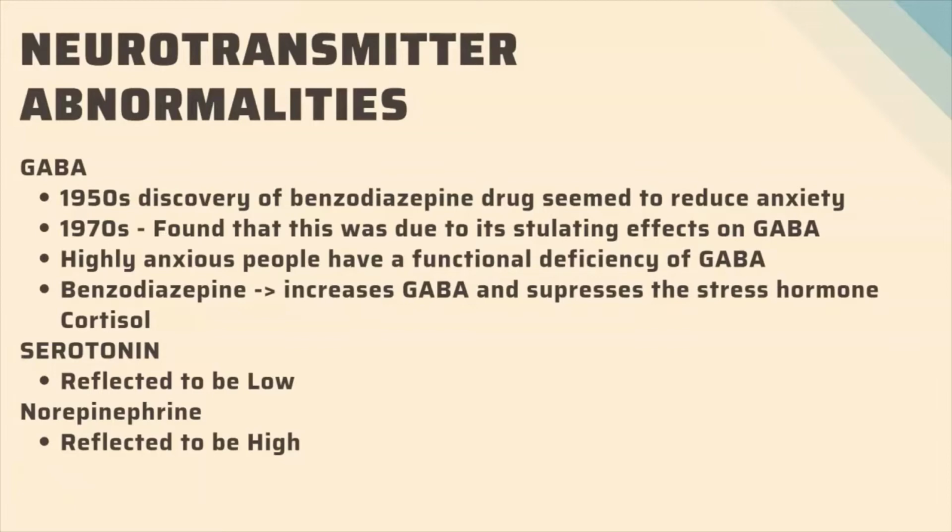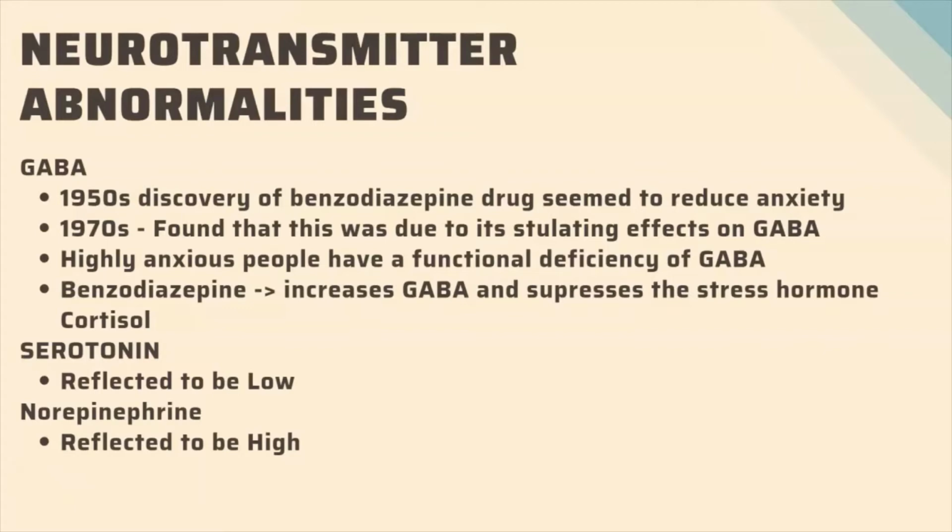Here we're going to look at the different neurotransmitters and what is really abnormal about them. The first such thing is GABA. It was noticed in the 1950s, like an accident, when the benzodiazepine category of drugs was introduced and given to people with anxiety disorders. It was noticed that when this particular drug was given, the people with anxiety disorders had a reduction in their symptoms of anxiety. In the 1970s, when it was further investigated, they found out that this reduction in symptoms of anxiety was due to the drug's effect on a particular neurotransmitter named GABA.